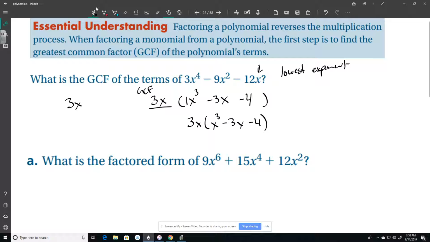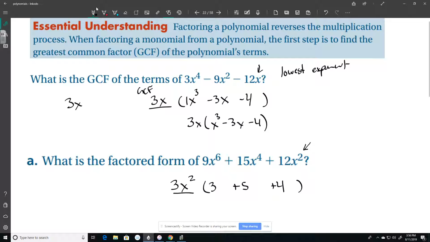So this one, what's the factored form of 9x to the 6th plus 15x to the fourth plus 12x squared? I'm looking for the biggest thing I can pull out. So 9, 15, and 12. 3 goes into all of those. 3 goes into this one 3 times. This one 5 times. Positive 12 4 times. And now I'm looking at the x's. x to the sixth, x to the fourth, x squared. The biggest number of x's I can pull out is actually the smallest x, which is going to be x squared.